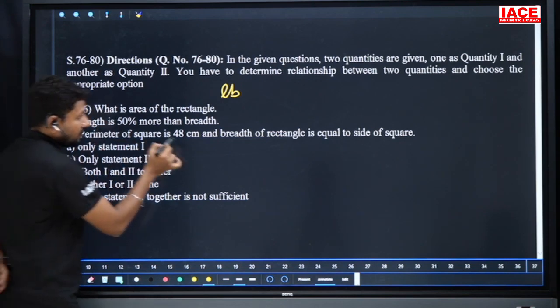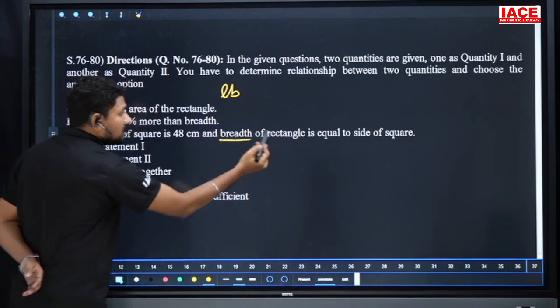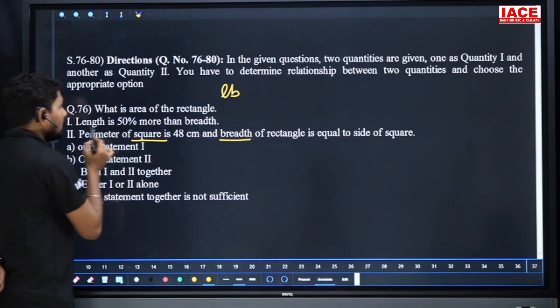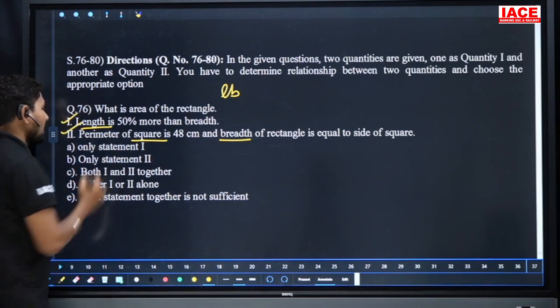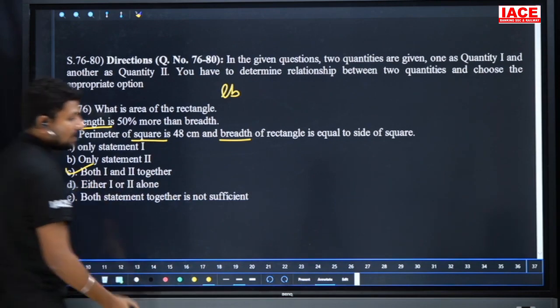Perimeter of square is 48 centimeter and breadth of a rectangle is equal to side of square. Breadth value knowing because of square, then if you know the breadth you can easily express the length. That means two statements are mandated to finding an answer. That means option is what? C, both 1 and 2 required.